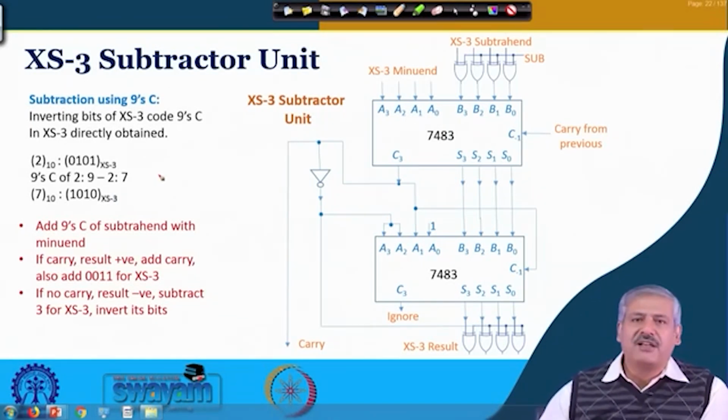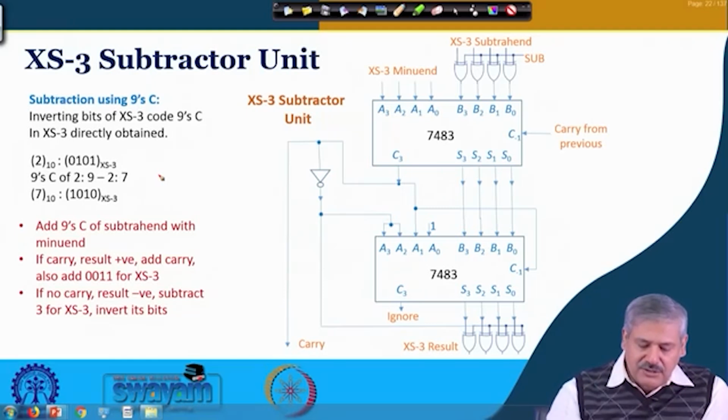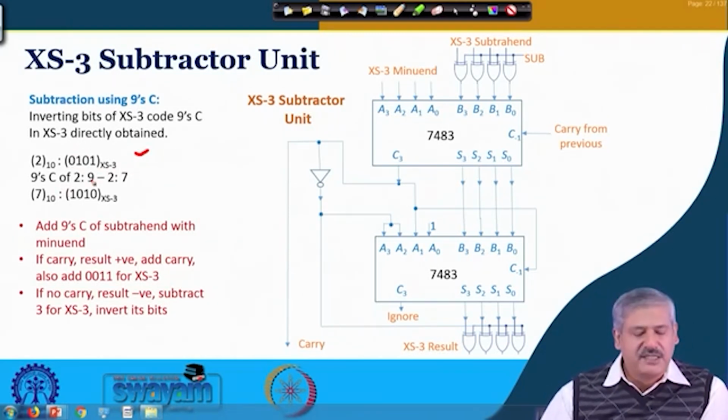So, 9's complement subtraction we have already discussed before in an earlier class. So, we just show the implementation here. So, say 9's complement of 2, right. If we look at it, 0 1 0 1 is in XS3, right, 0 0 1 0 in binary, XS3 0 0 1 0 1.